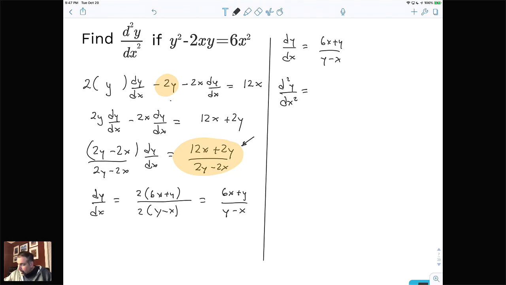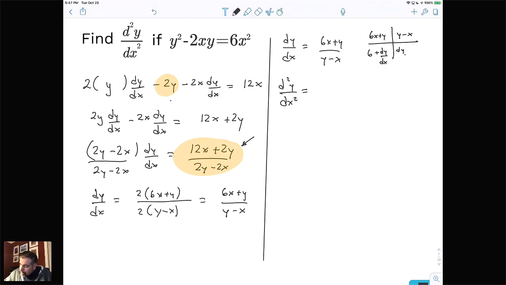What I want to do is make use of my boxes again, just to organize it. So I'm going to put 6x plus y in this box. I'm going to put y minus x in the box next to it. And then I'm going to take the derivative of each of these terms. So the derivative of 6x is 6. The derivative of y is dy over dx. We don't forget about the dy over dx. We still need it. It's still the derivative of y. So every time we take the derivative of y, it's dy over dx.